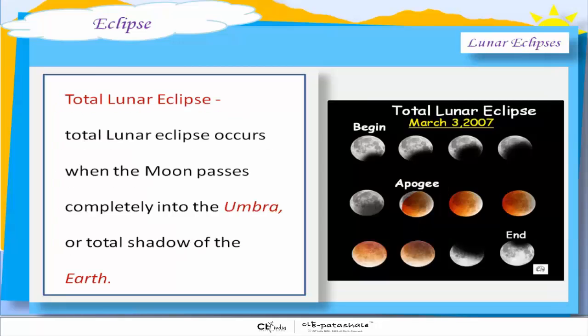Total lunar eclipse occurs when the moon passes completely into the umbra or total shadow of the Earth. On the right hand side, you can see the same representation of a total lunar eclipse which happened in 2007. The first row shows the beginning of the eclipse and the last row shows the ending of the lunar eclipse.